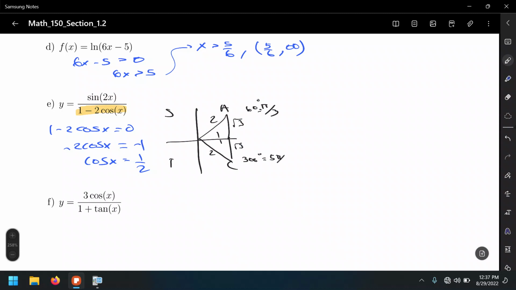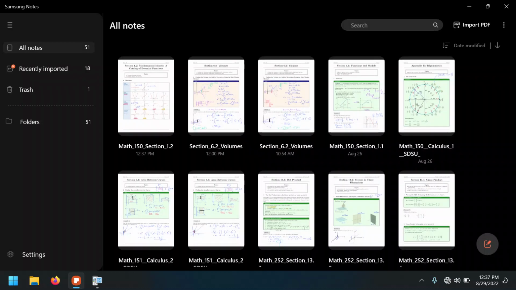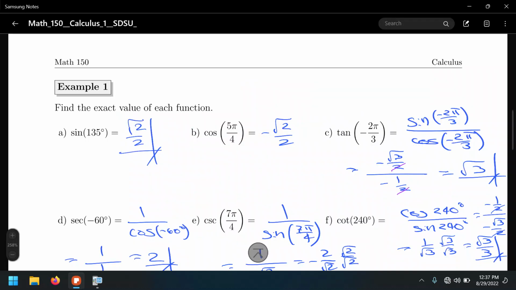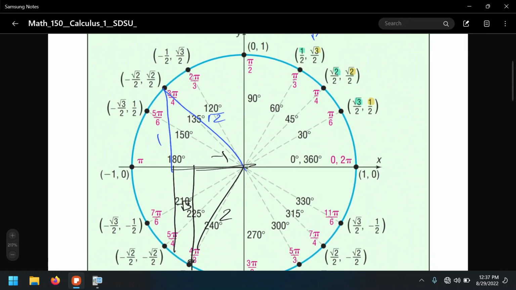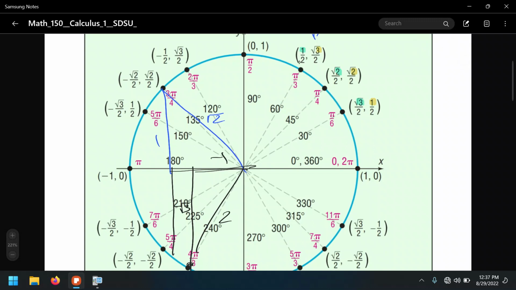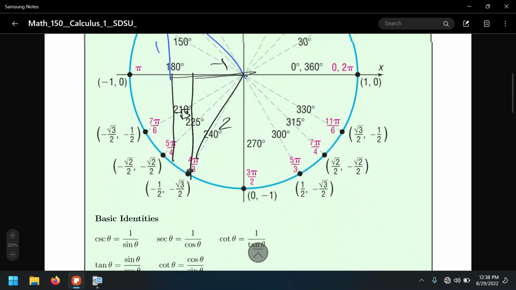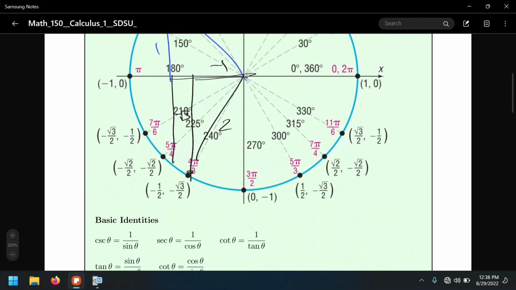5 pi over 3. Another way to get these results is using the unit circle, and let me show you the unit circle way. The unit circle, which is right here. So we're looking for the values of the angles for which we have a cosine equals 1/2, isn't it? Cosine, the x coordinate, pi over 3, and also 5 pi over 3, giving us the cosine being positive 1/2. Either way you do it, the unit circle or the triangle, you should get the same thing.